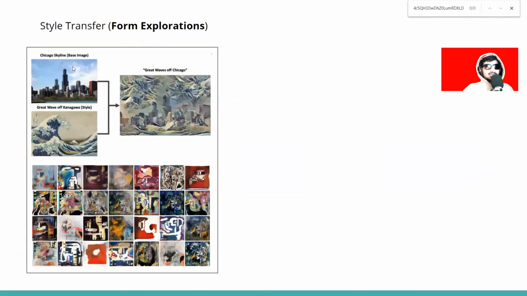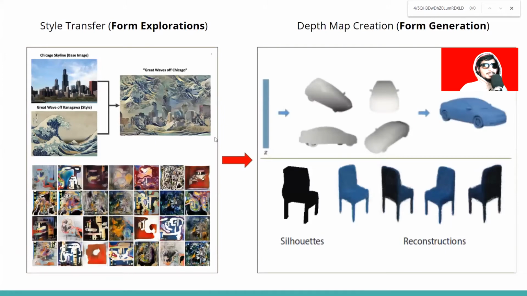Yeah, as you can see, style transfer basically generates different stylized content. So you start with a content image, and then you input different types of styles which you want to transfer on your content image, and the result is a stylized image. The output of that can be used to create different depth maps.